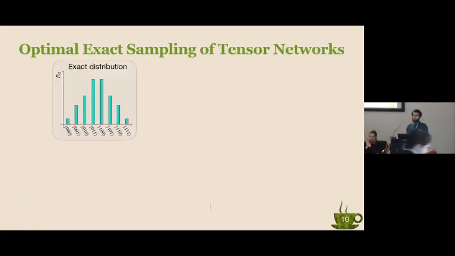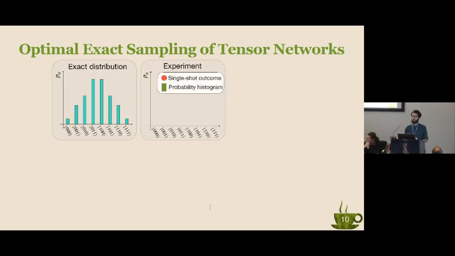And the last thing I want to talk about before ending is a result about efficient sampling of tensor networks that is gonna be released soon on the archive, hopefully next week, otherwise after Christmas probably. So let's suppose we have a probability distribution that is encoded in our quantum state. This is the exact. What you would do with an experiment is single shot that slowly builds your probability distribution.